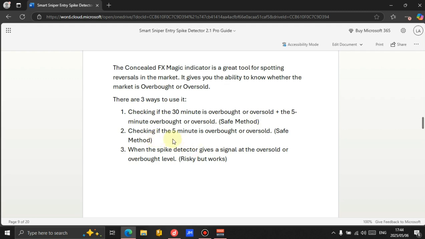Then secondly, you check if the 5-minute is overbought or oversold. This is also considered a safe method. Then last, when the spike detector gives a signal at the oversold or overbought level. So this method is risky, but it works.